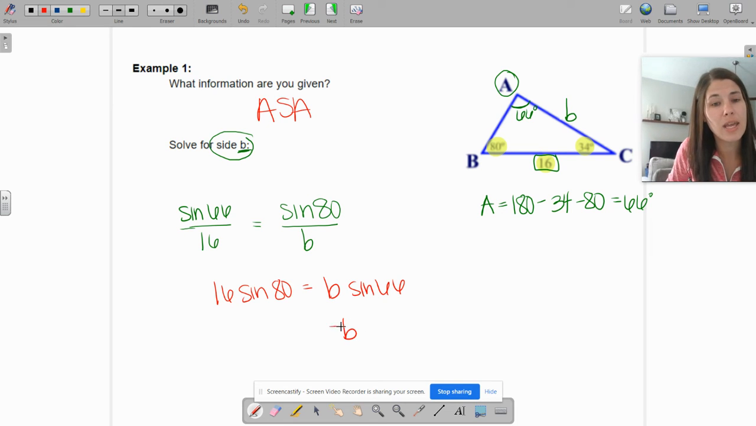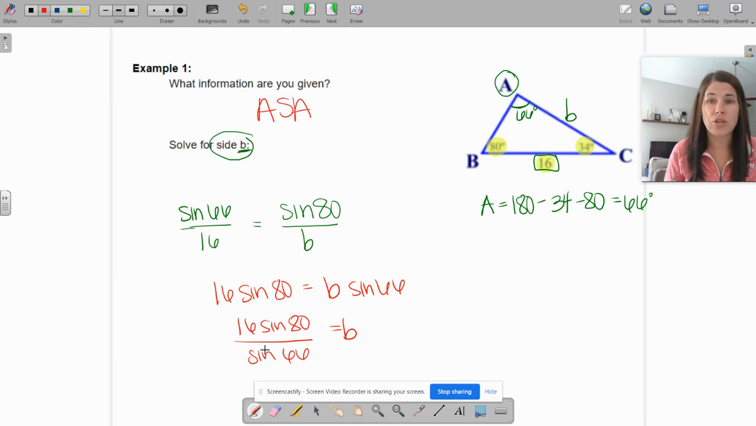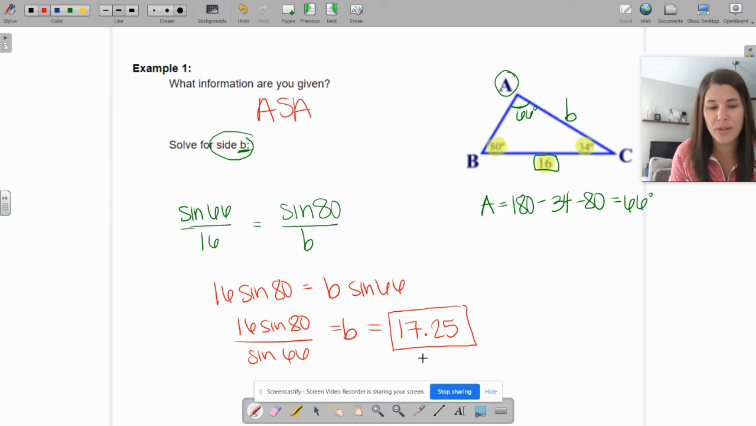So to isolate b, that means we take 16 times the sine of 80 and divide it by the sine of 66. The biggest thing is you need to make sure that your calculator is in degree mode when you type this in. And you should get, if we're going to round to the nearest hundredth, 17.25. You could put units on there if you wanted to, but just leaving it 17.25 is fine with me. Okay, so that's our first example.